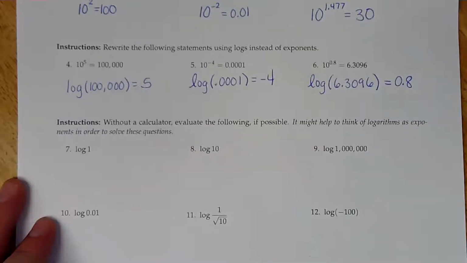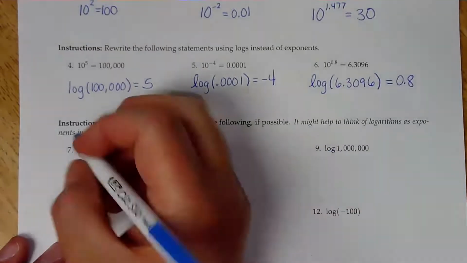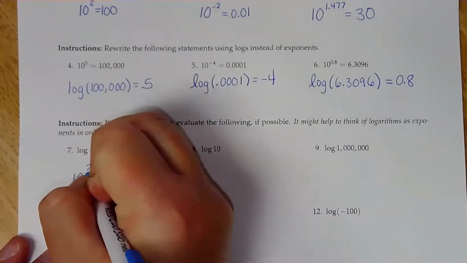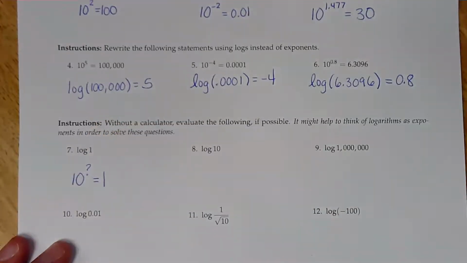Let's look at how to evaluate logs. A really good way to do this is to rewrite those logarithms in exponential form to figure out the solution. So log of 1 is saying 10 to the question mark is equal to 1. So what would that question mark be?